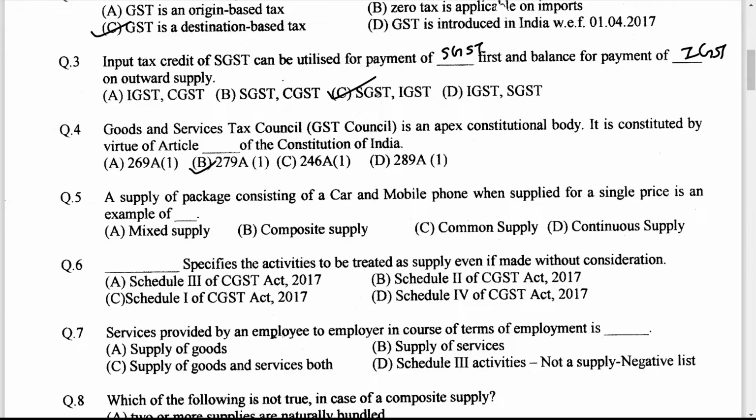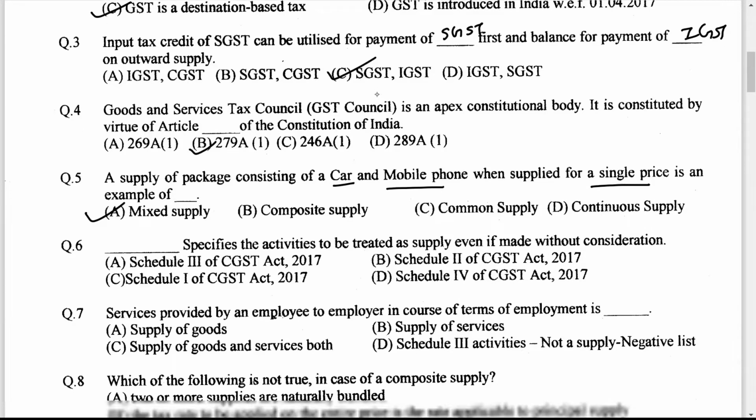Now a supply of a package consisting of a car and a mobile phone when supplied for a single price. So it is a case of car and mobile, and it is sold for a single price. That means it is an example of a mixed supply. So that is why A will become your answer.